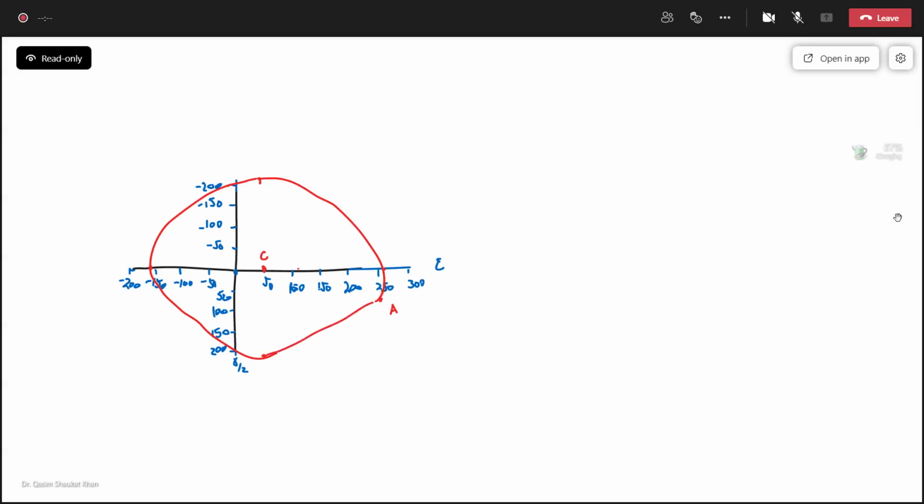Okay ji, so now our target is, this is your point B. Let me mark this. This is your point B, where your Mohr circle bisects the horizontal axis. This is your point D. ठीक है जी. This is your radius. ठीक है जी. So this is R.